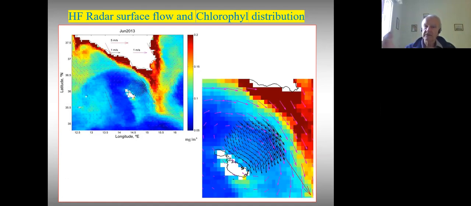Because as I told you before, we can look simply also at the chlorophyll distribution, which is this background reddish or bluish colors, which will give us the idea of what the circulation is. But if we combine this directly with the surface current measurement, in that case we have a confirmation that whatever pattern we see in the chlorophyll is reflected by the horizontal circulation.